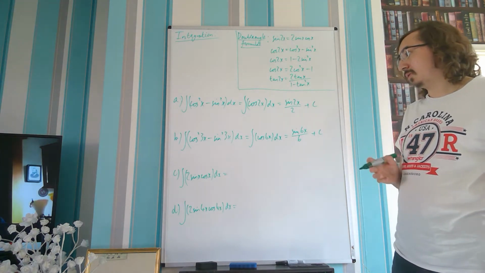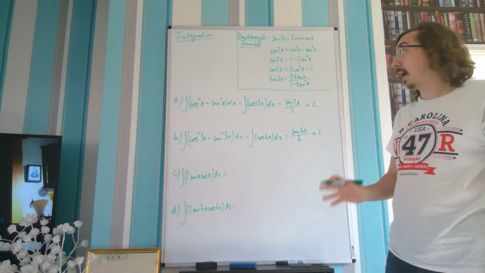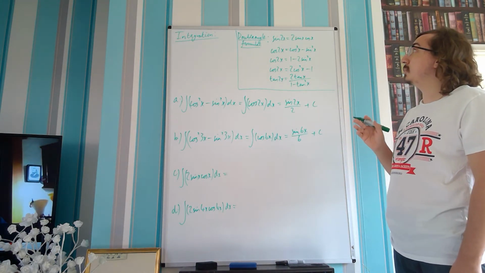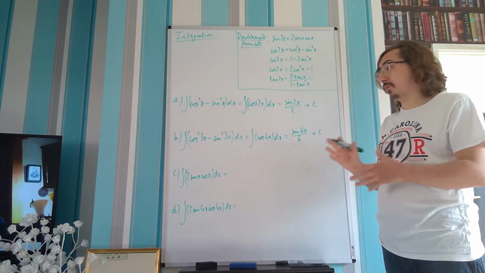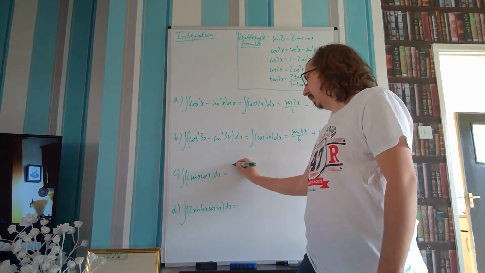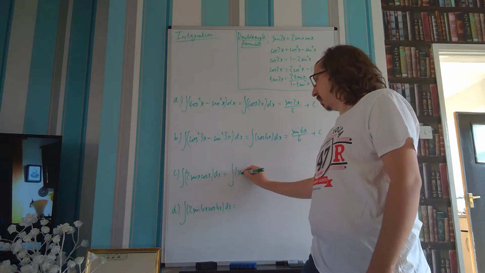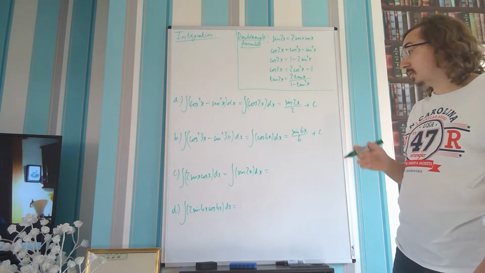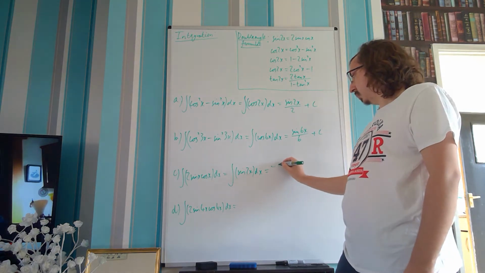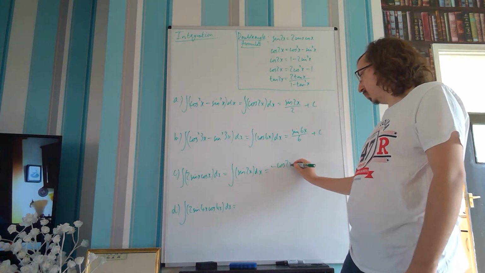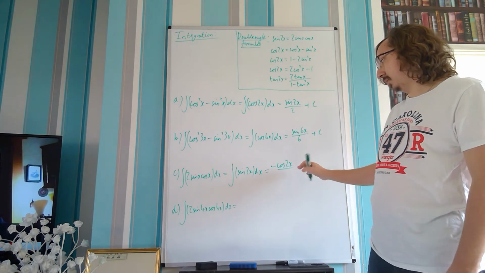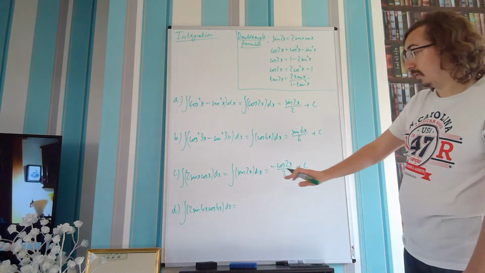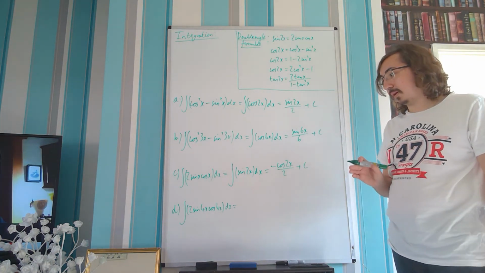For part C, we have the integral of 2 sine x cos x with respect to x. Well, this is a different identity. We're now going to look at the double angle sine 2x, which is equal to 2 sine x cos x. And again, we've got a direct replacement there. So we're really integrating sine 2x with respect to x. The integral of sine is minus cos. So you have minus cos of 2x. You divide it by the differential of the 2x, so we divide it by 2. And again, plus c.